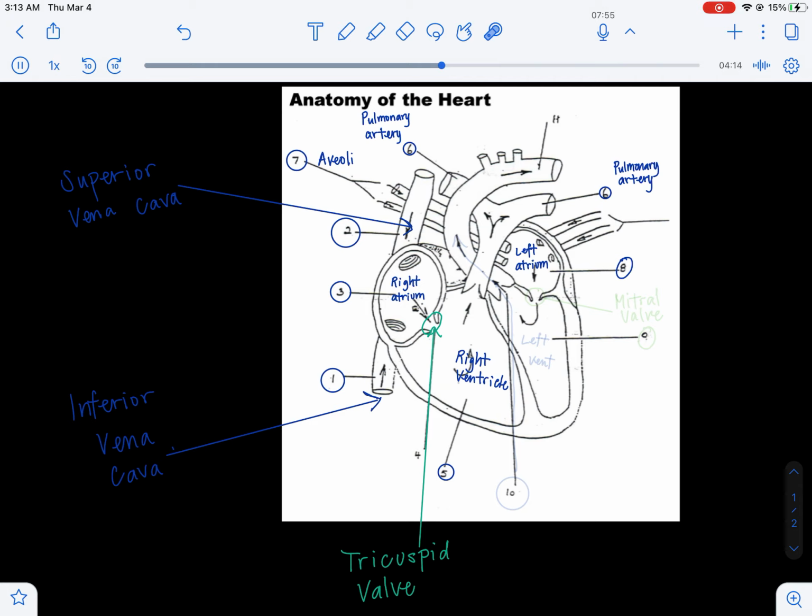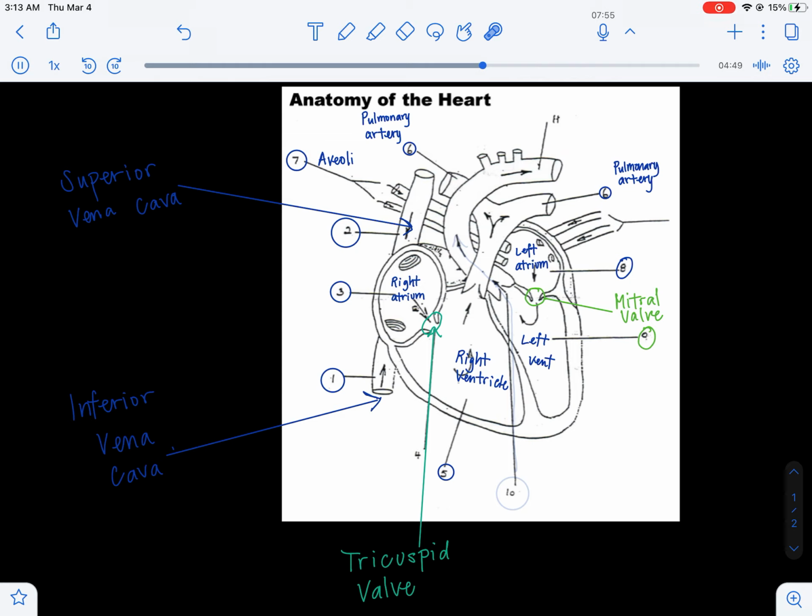And then below the left atrium is going to be the mitral valve. So let me circle it green. Mitral valve. Okay, number 9 is going to be the left ventricle. Left ventricle. There you go.